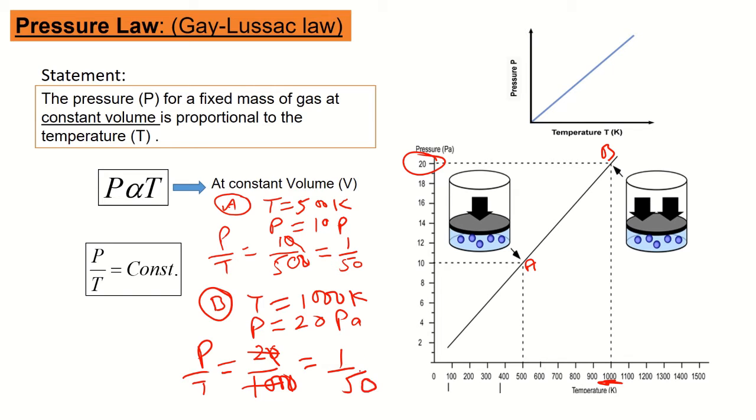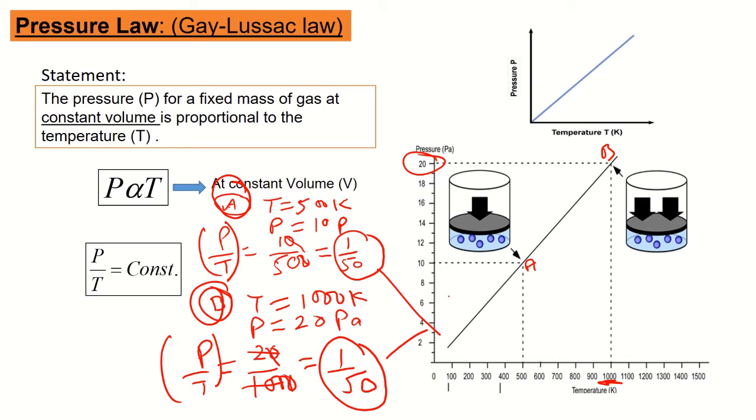If you see the ratio of P over T at this point A and the ratio of P over T at the point B, both are the same, it is not changing. So it means this ratio is constant, it is not changing.